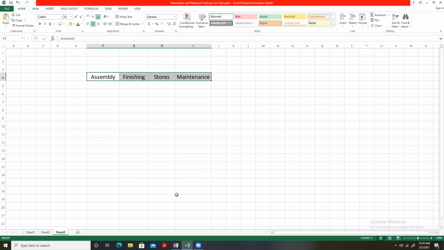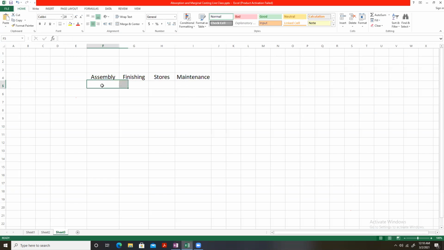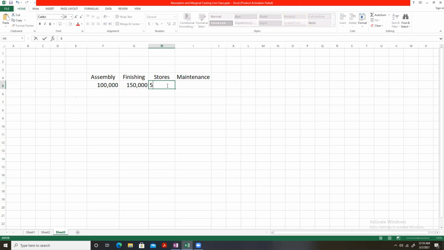And the overheads of these four departments: 100,000 overheads are allocated to assembly, 150,000 to finishing, 50,000 to stores, and 40,000 to maintenance. So 100,000 to assembly, 150,000 to finishing, 50,000 to stores and 40,000 to maintenance.